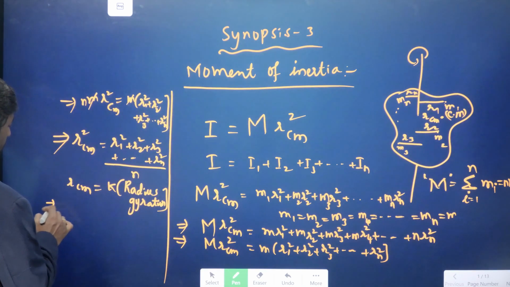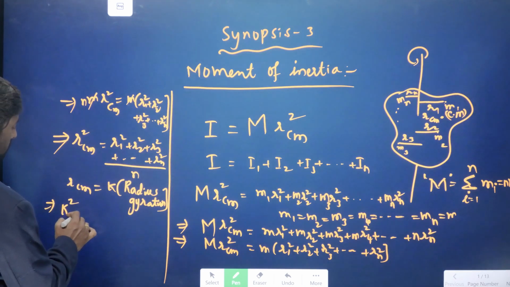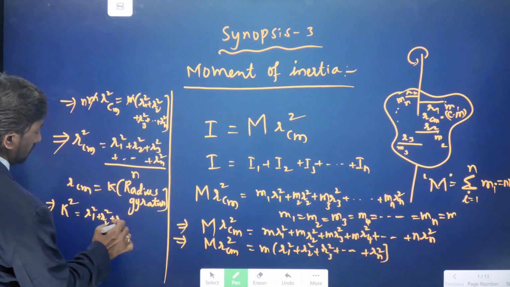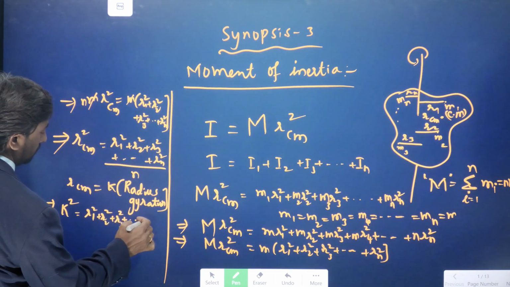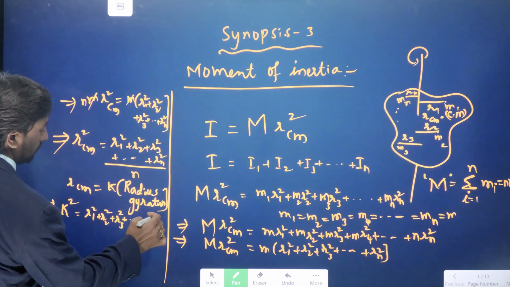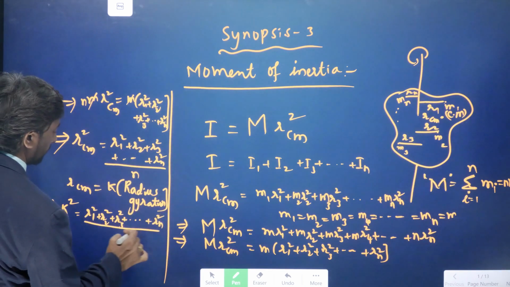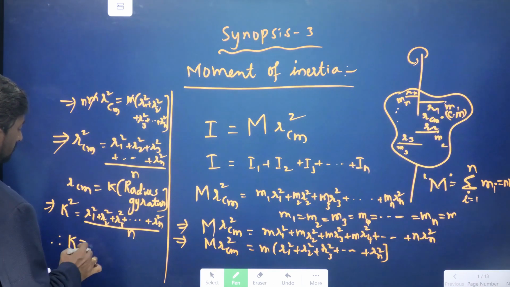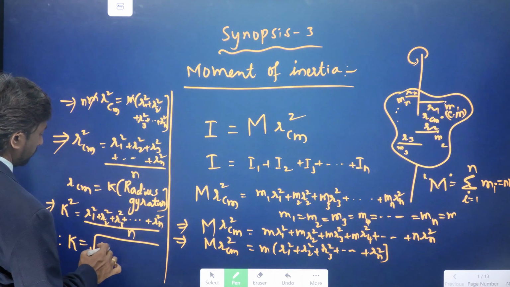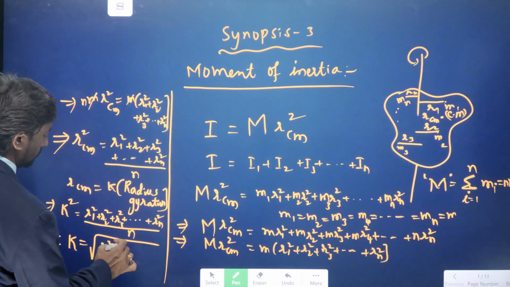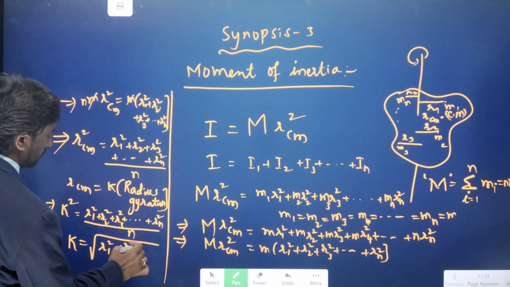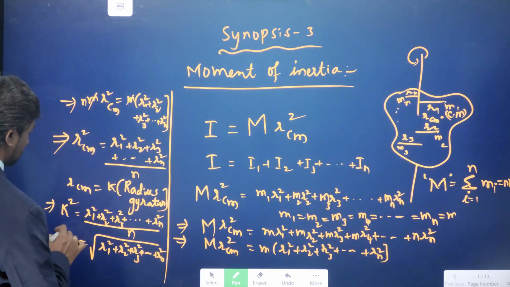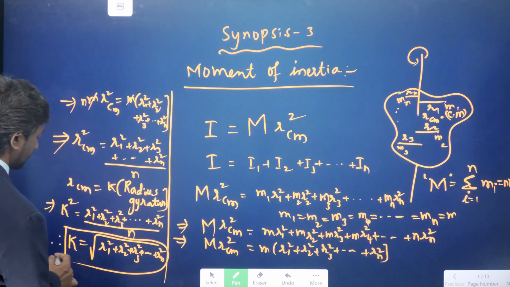So now that equation can be written as K square is equal to R1 square plus R2 square plus R3 square plus so on up to Rn square, divided by n. Therefore, the radius of gyration can be written as the square root of R1 square plus R2 square plus R3 square plus so on up to Rn square, divided by n. So this is the expression for the radius of gyration.